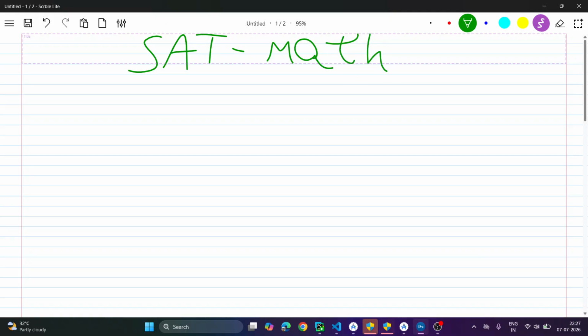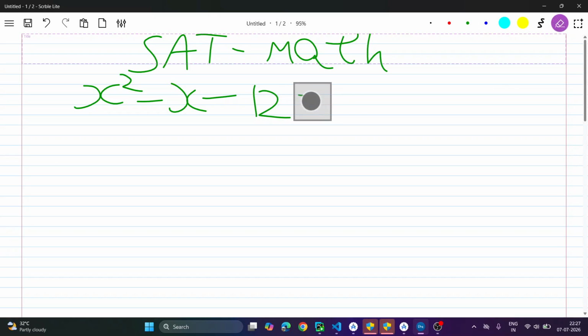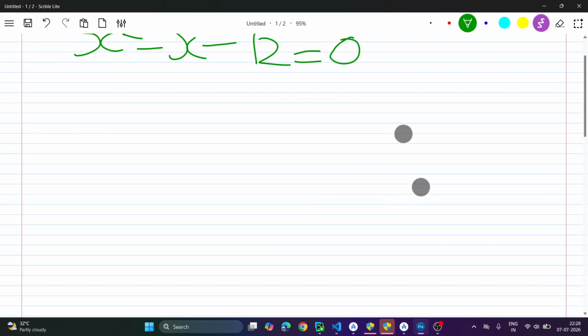Now let's take the same equation, x squared minus x minus 12 equals 0. Let's say we have this, so I think the roots are minus 3 and 4. Check: minus 3 squared plus 3 minus 12, yeah, that's true. And what if it's 4? 16 minus 4 minus 12, yeah, true. So this is the equation we've got.